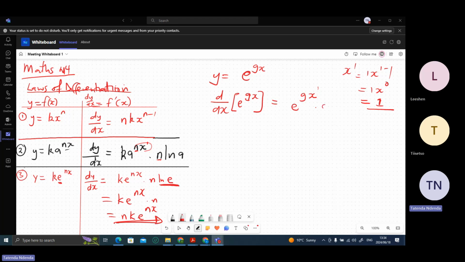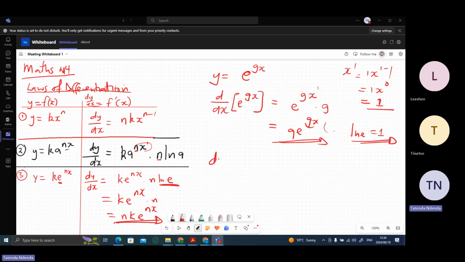So what are we left with here? Only g, because it's going to be 1 multiplied by g. Meaning that your answer here becomes g e to the power of gx. There is no need for you to write ln e here, because ln e is equivalent to 1. So there's no need for you to write it.